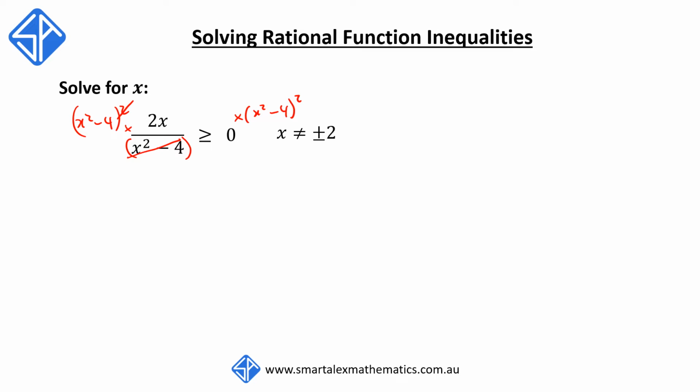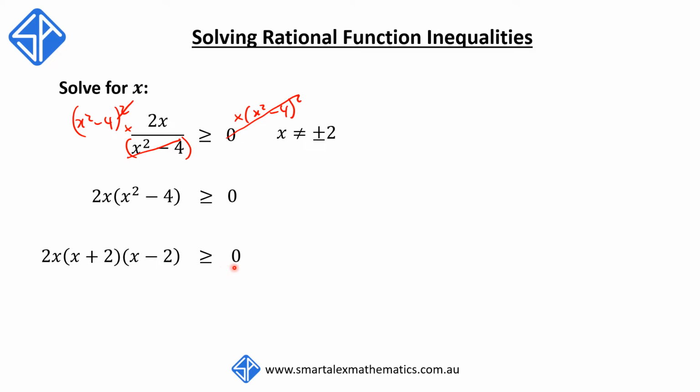And this now allows us to get rid of the denominator, and we can get rid of one x squared minus 4 factor on the left top. And on the right hand side, 0 times x squared minus 4 will just be 0. So that will disappear, so that our next line becomes 2x times x squared minus 4 is greater than or equal to 0. We now factorize x squared minus 4. So we have 2x times x plus 2 times x minus 2 is greater than or equal to 0.